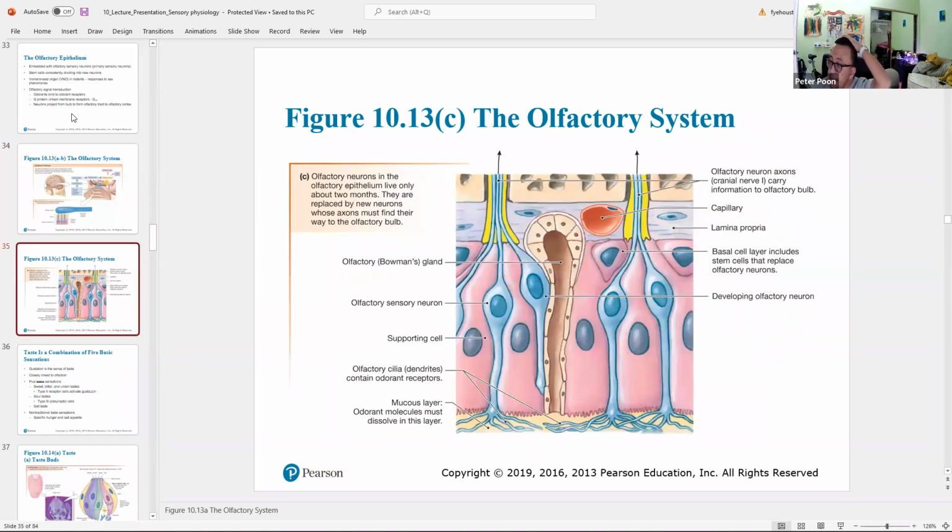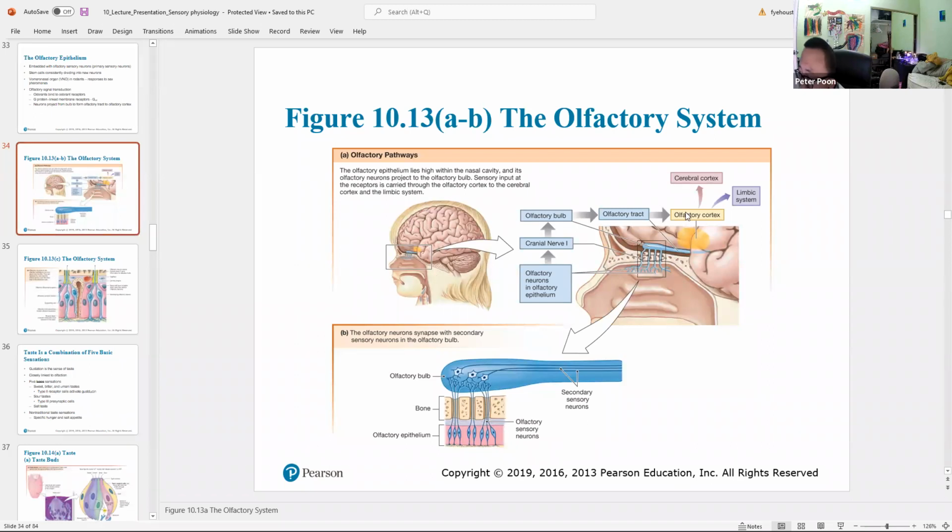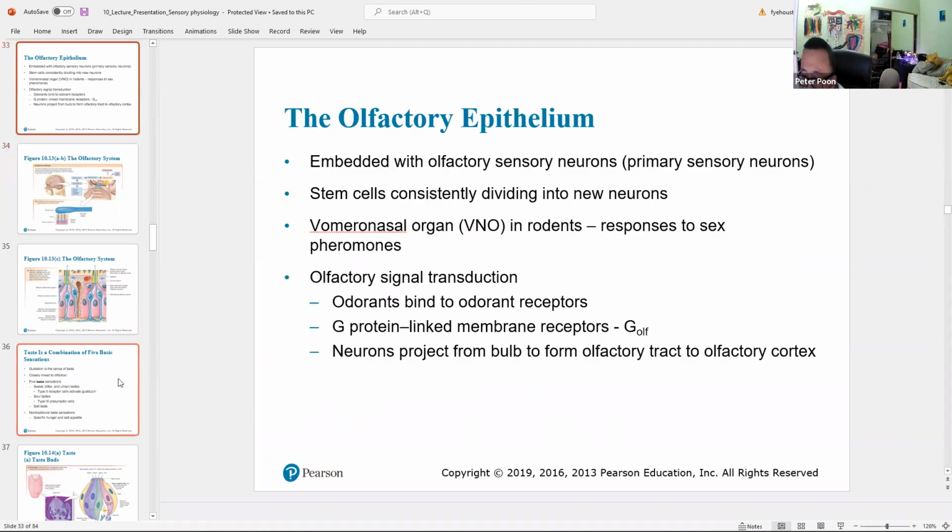The olfactory neurons grow back every couple of months. The mucus has to dissolve in this layer, and then you have signaling through these bipolar neurons that go up to the olfactory bulb and send the signal onward. There is a glomerular nasal organ in rodents that responds to sex pheromones. This does not actually exist in humans.